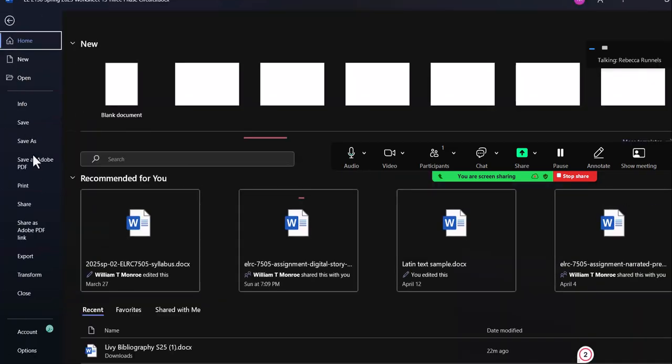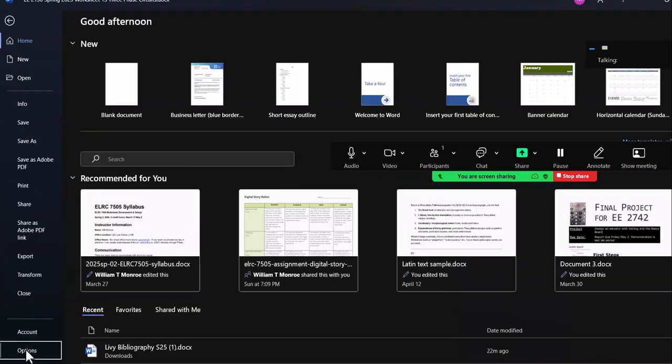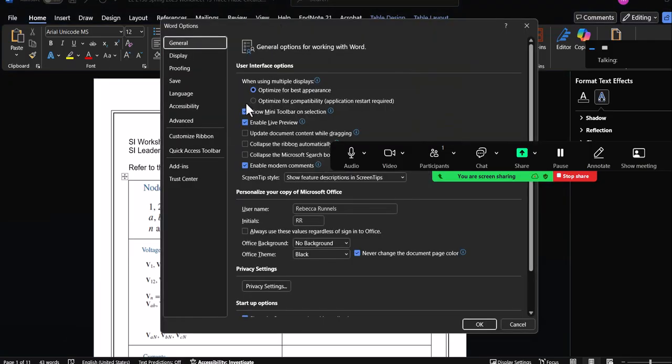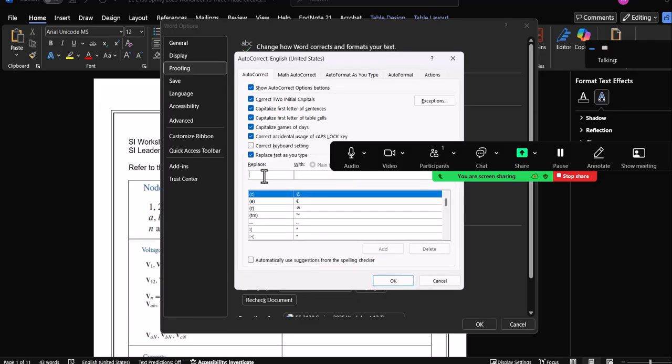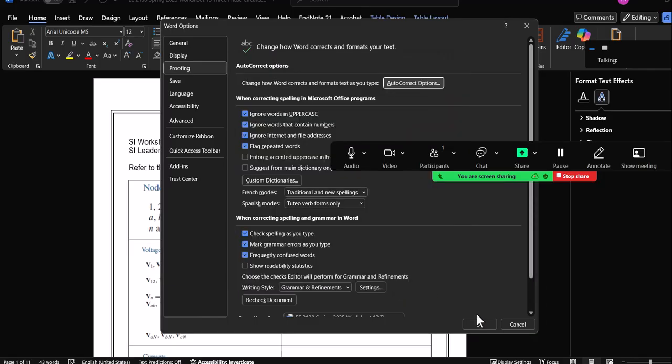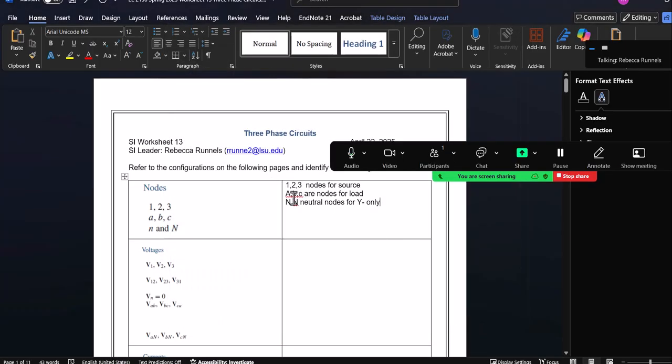I swear I turned off capitalize first cell of table. Maybe it was my other computer. Okay, so all right, so that's what those are.